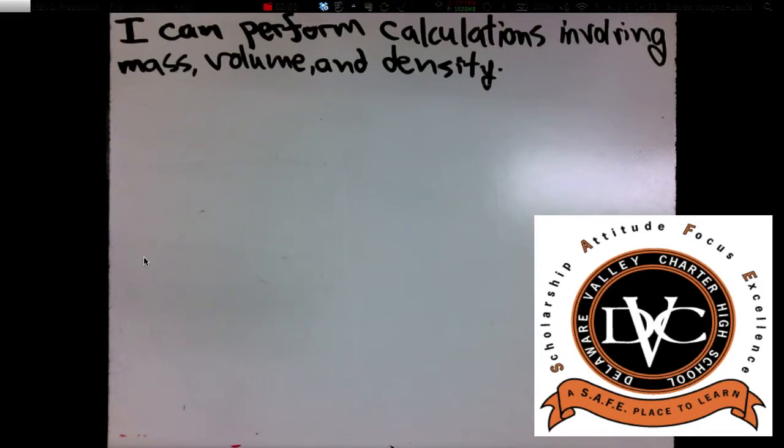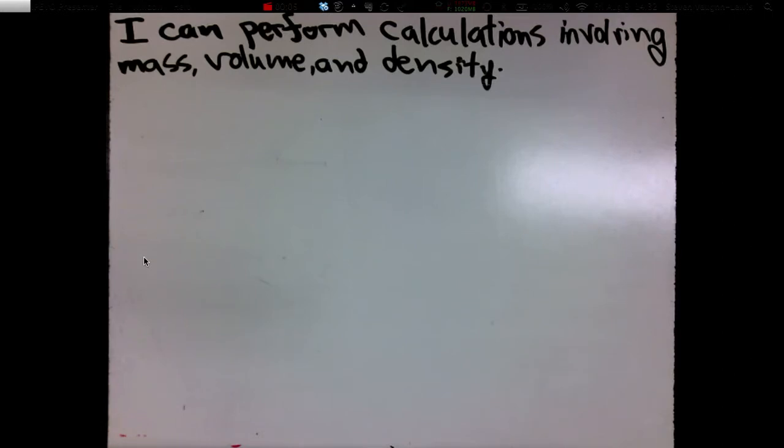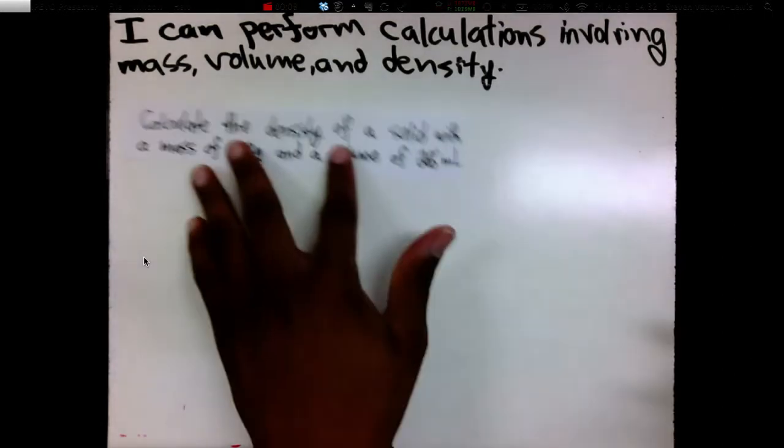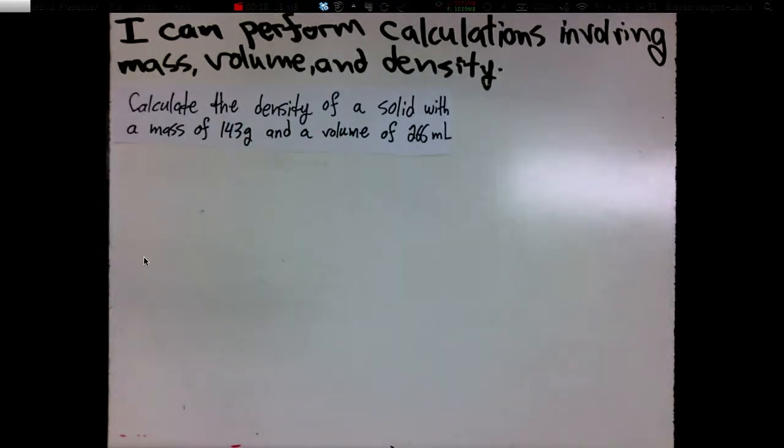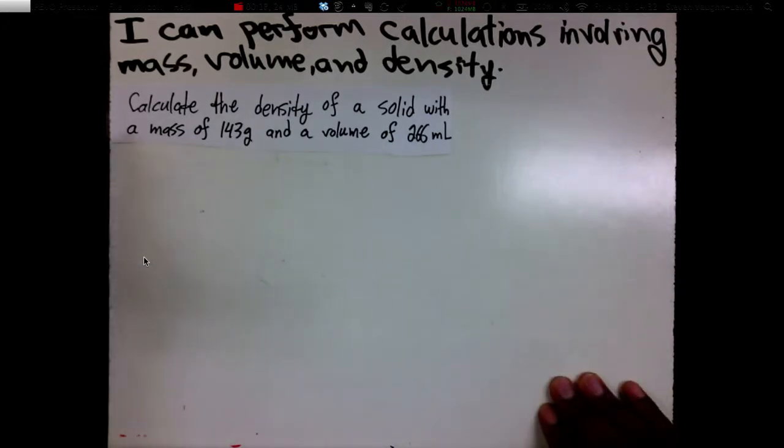You will be able to perform calculations involving mass, volume, and density. So for our first problem, we're going to calculate the density of a solid with a mass of 143 grams and a volume of 266 milliliters. So first we write out our given.